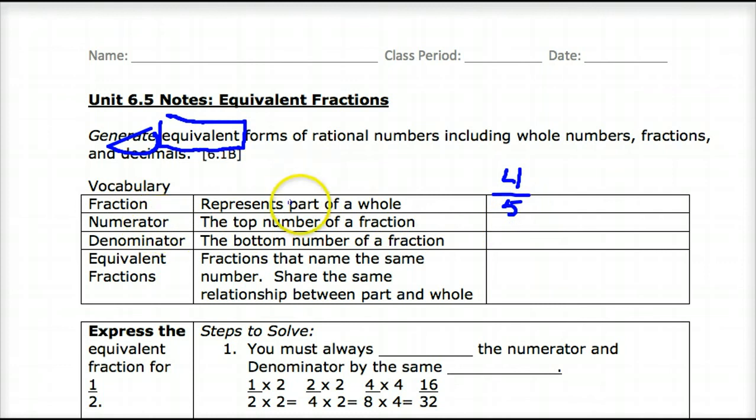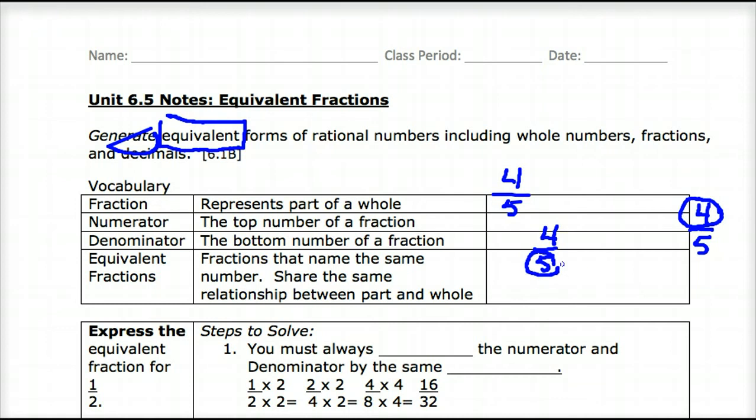Our next word is numerator. The numerator is the top number of a fraction. So if we are dealing with 4/5, the top number of our fraction would be the 4. Our next word is denominator. The denominator is the bottom number of a fraction. So if we are still dealing with 4/5, we know that the 5 is the bottom number of the fraction, which would be the denominator.